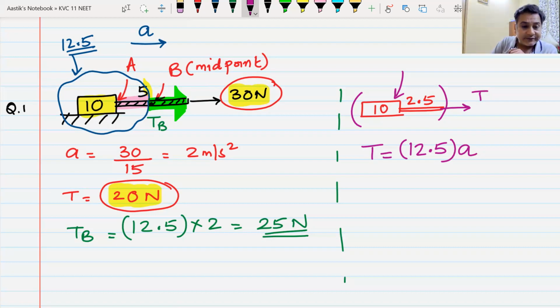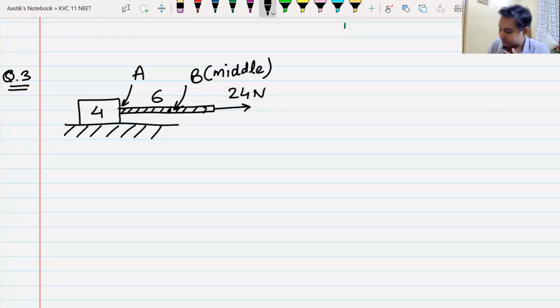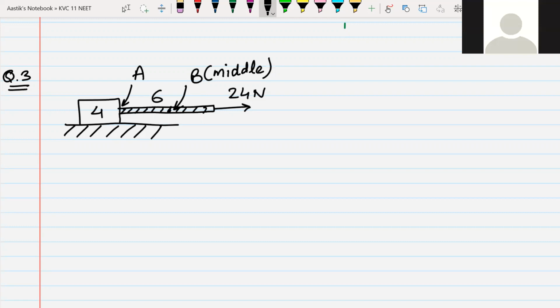So now you have a block of 4 kg attached to a rope of 6 kg. The system is pulled by a force of 24 newtons. You have to find the acceleration of this system and tension at point A and tension at point B. I'll give you 2 minutes to do this. Take your time. Don't worry.